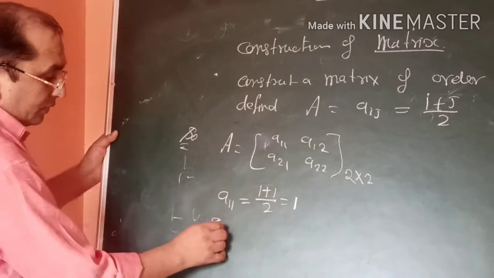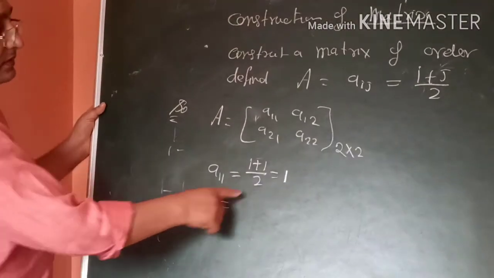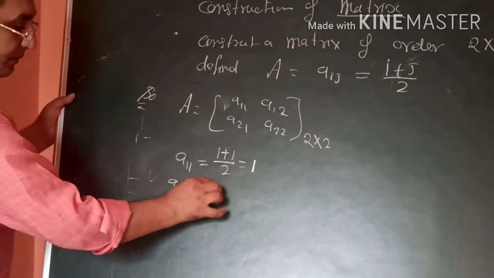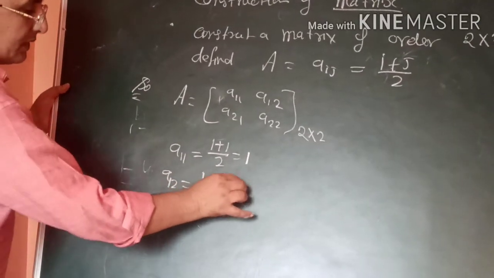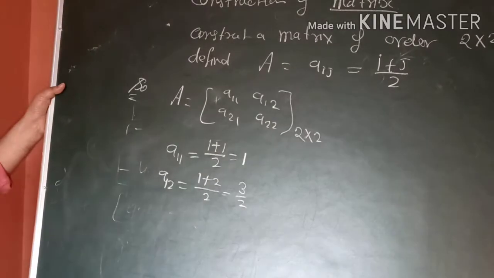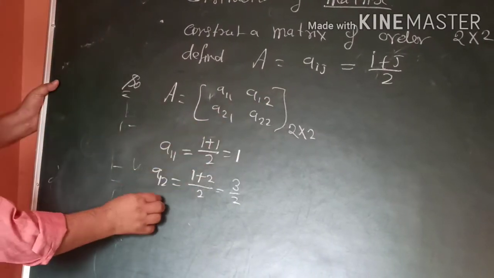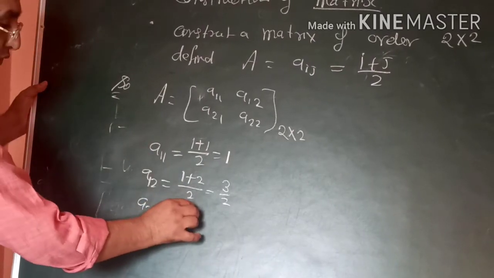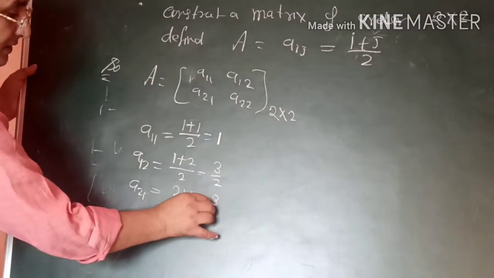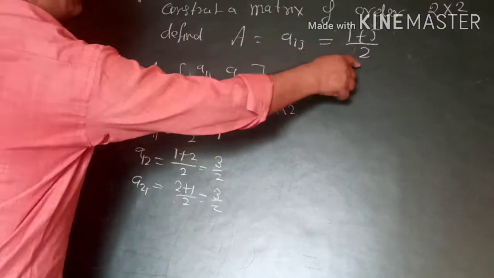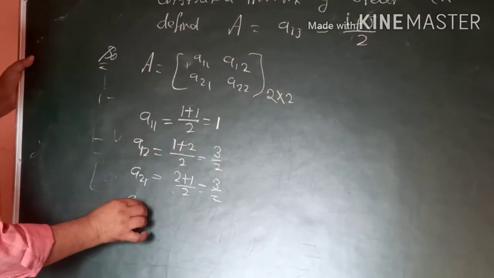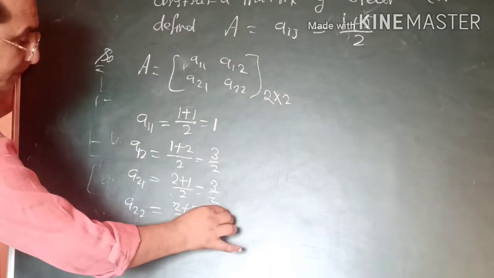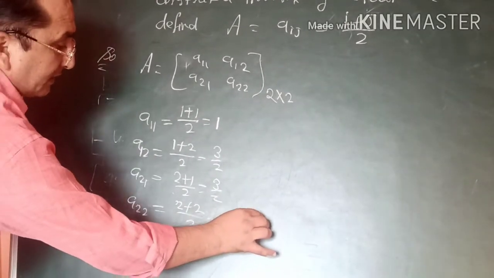So A12, and Aij is i plus j by 2. 1 plus 2 by 2 means 3 by 2 will come. Then A21 means 2 plus 1 by 2, this is again 3 by 2 will come, because we have to put this value here only. And A22 means 2 plus 2 by 2, means 4 by 2, it will come 2.